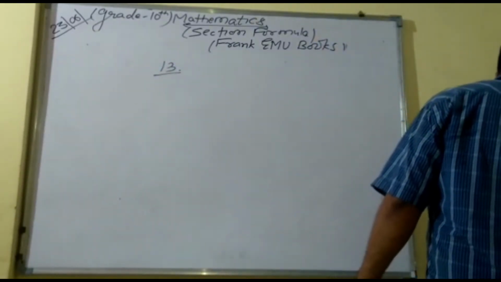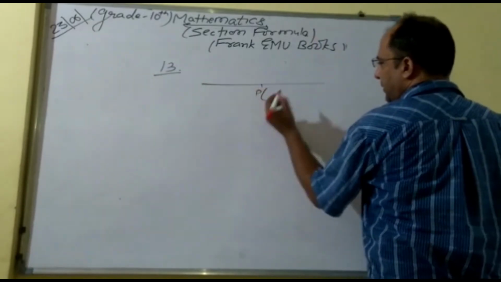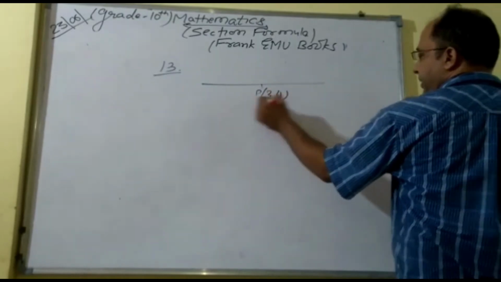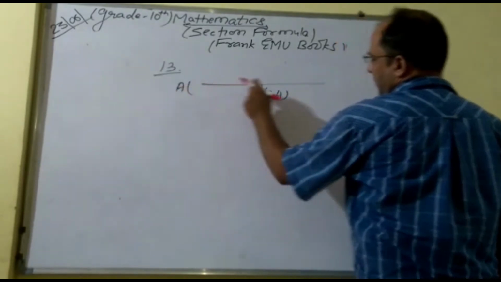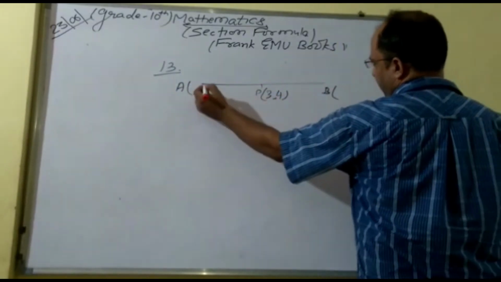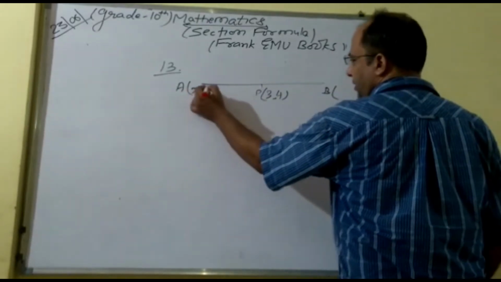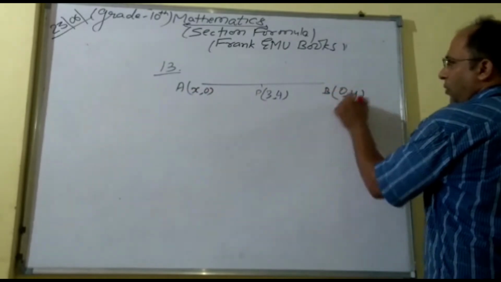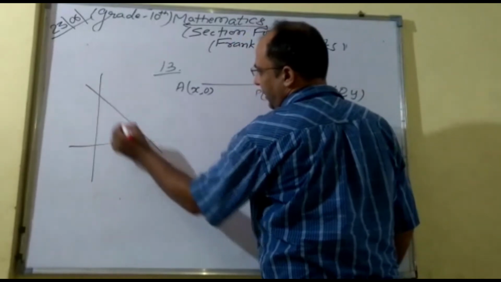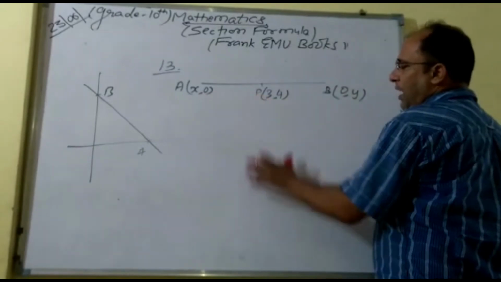13th question of your textbook. What is given? P is a point and the point of coordinate is 3, 4, which divides this line AB in a section. That is, A is given as X, 0. B is 0, y. Exactly the figure is like this. Right? It is your A point and this is your B point. So what I did? I just made this line.